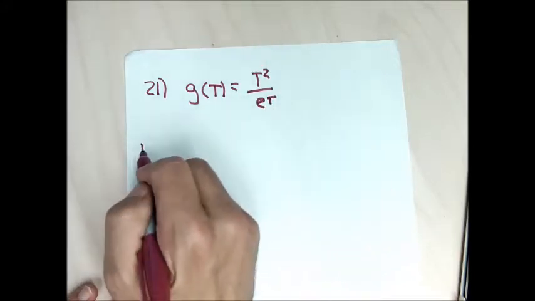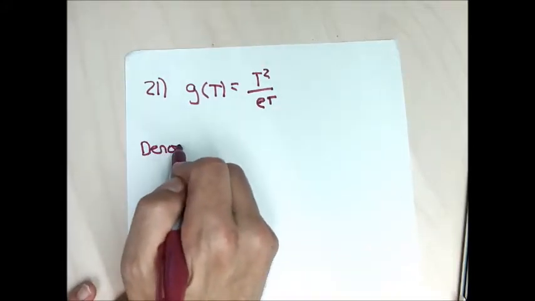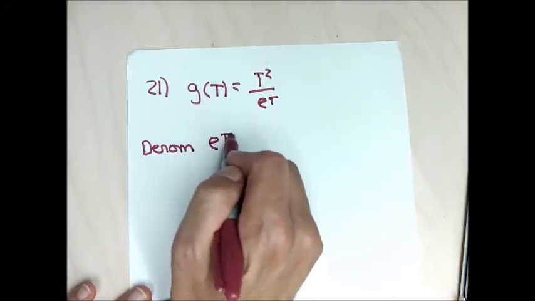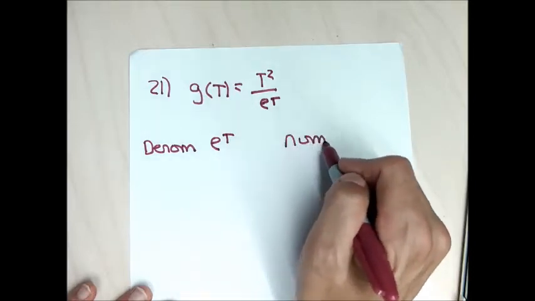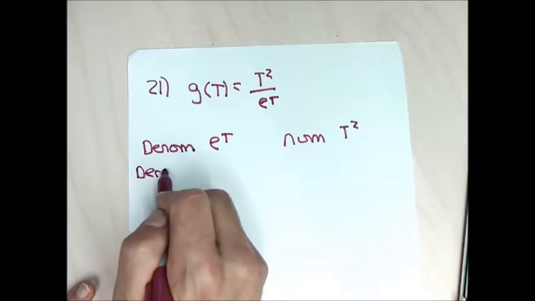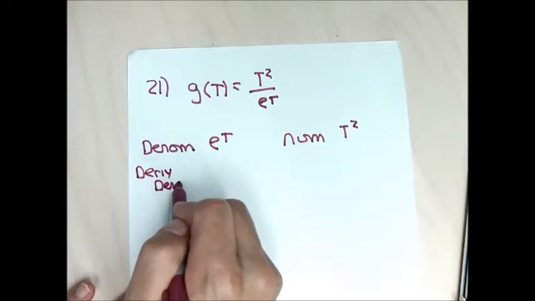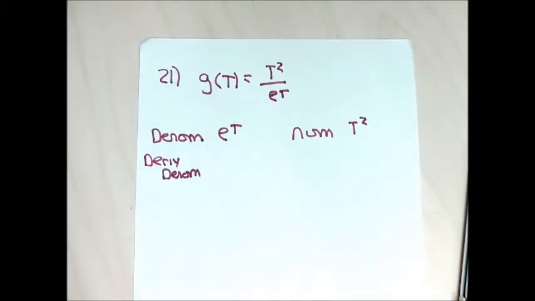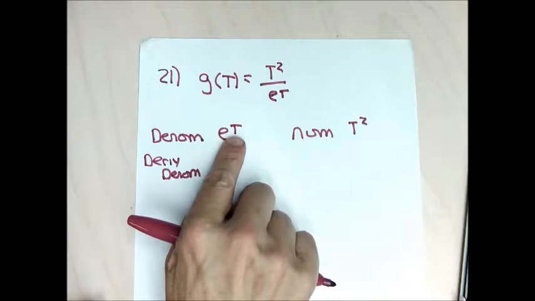I need to know the denominator, the numerator, the derivative of the denominator. It's an e term without a coefficient, so the derivative is just the e function and times the derivative of the exponent. The exponent is 1t. The derivative of the exponent is 1.